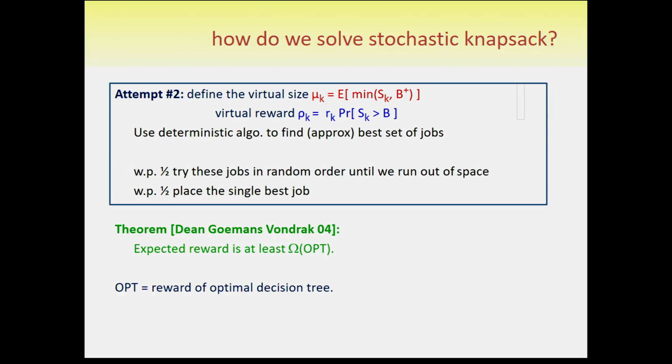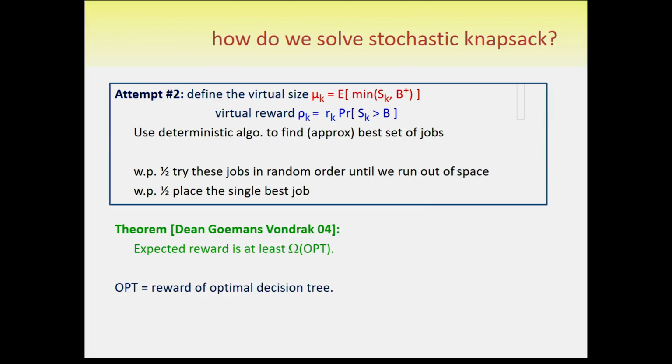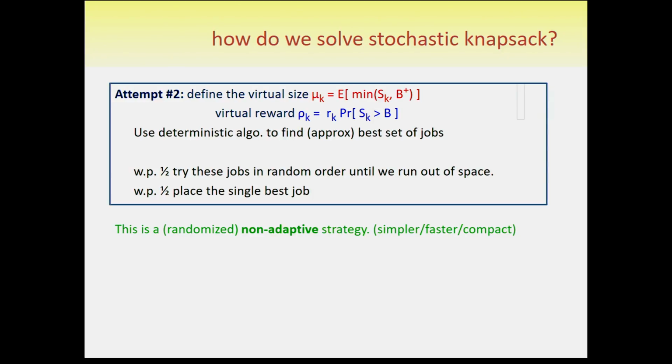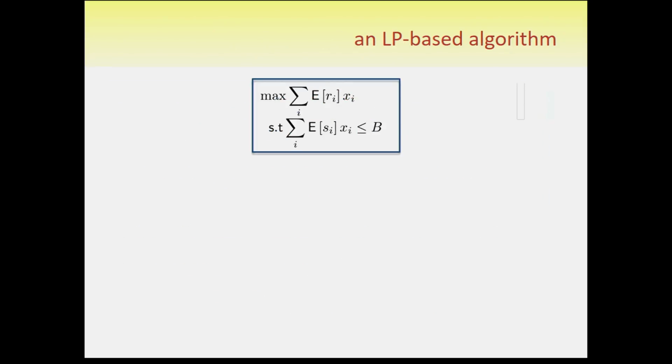So here's a question: how would you compare this to the best decision tree? This is the question that really bothered me at the beginning. When I look at this problem, I need to compare myself to the best decision tree. How do I even reason about the best decision tree? It's this exponential sized, humongous object. The answer turns out to be simple. By the way, this was a non-adaptive strategy, and the adaptivity gap is bounded then. So how do you compare yourself to the best decision tree?